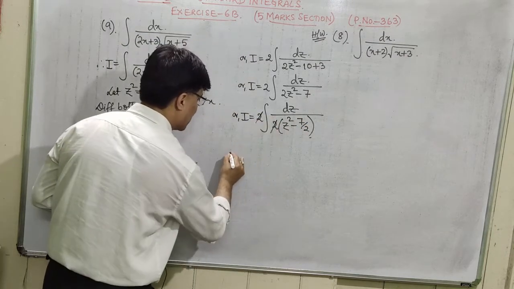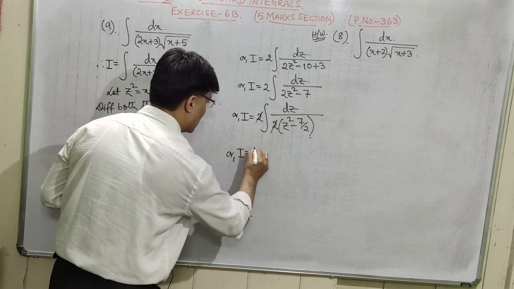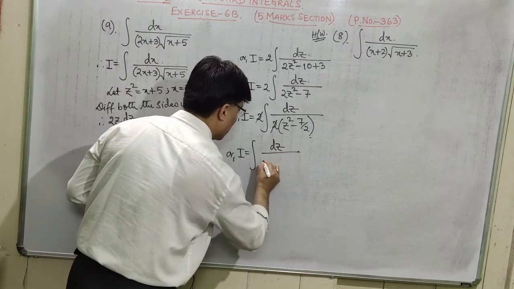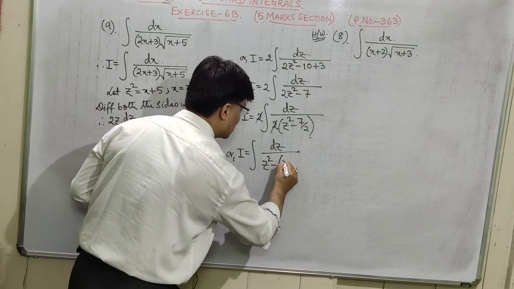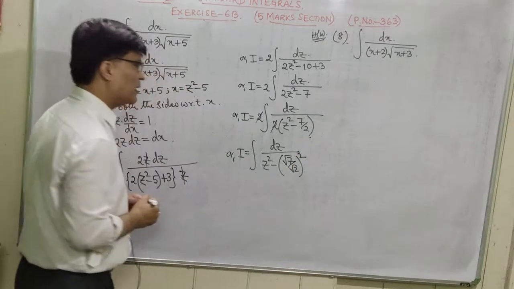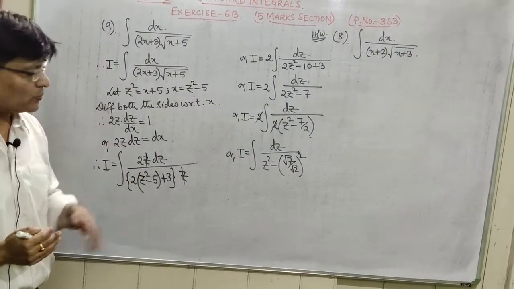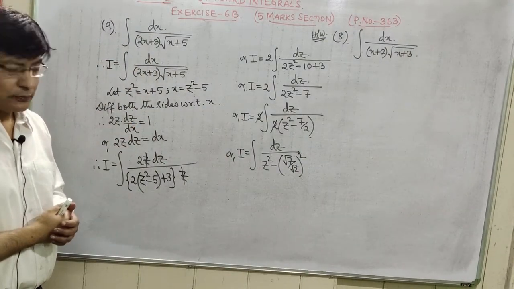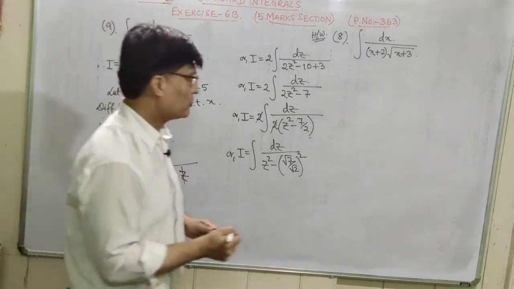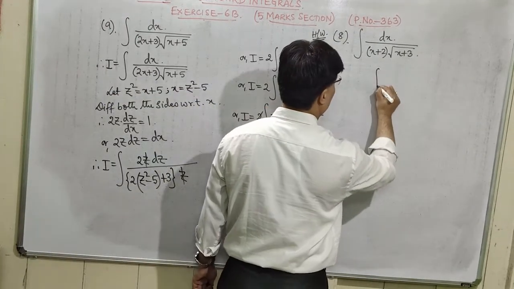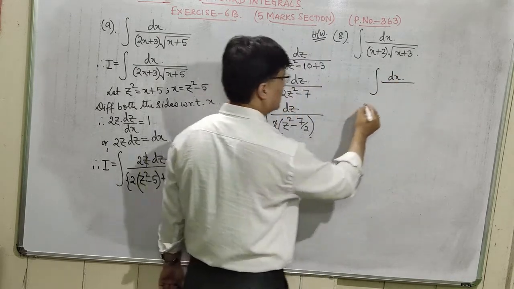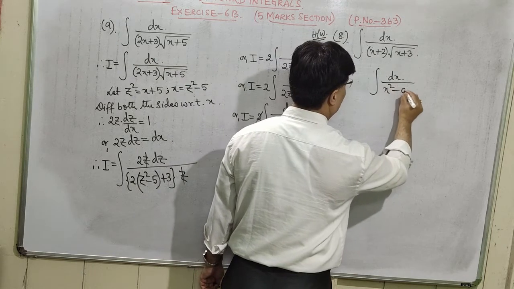So here the 2 gets cancelled. So I is equal to integration of dz divided by z square minus, let us convert it into whole square form. That is root 7 by root 2 whole square. Is that clear? So which standard form is this one? It is standard form number 2. That is integration of dx divided by x square minus a square, isn't it?